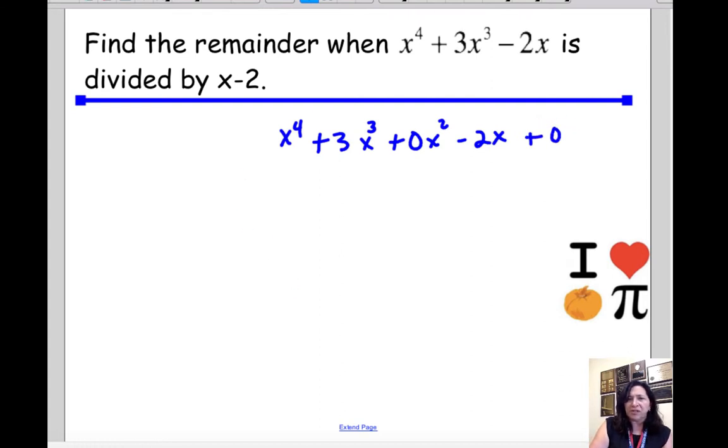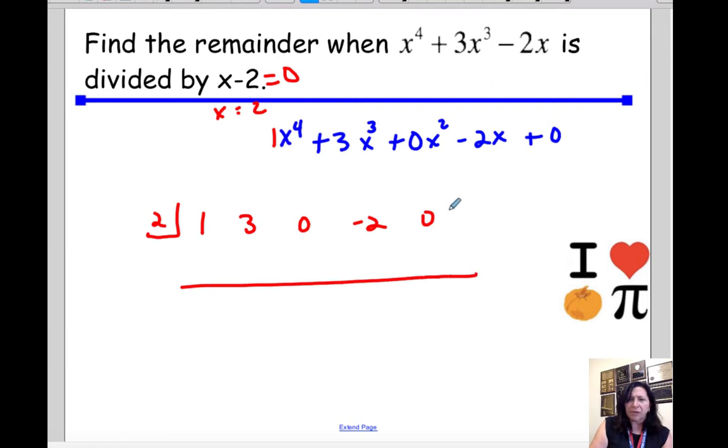So when using synthetic division, you have this little box here. That number here is, if I set that equal to 0, I would get x equals 2. That's going to go in here. The numbers, which are my coefficients, go in the front. So that's just going to be 1, I have 3, I have 0, negative 2, and 0. The rule for synthetic division is adding down and multiplying across. So we're going to add down. 1 plus no value is 1.